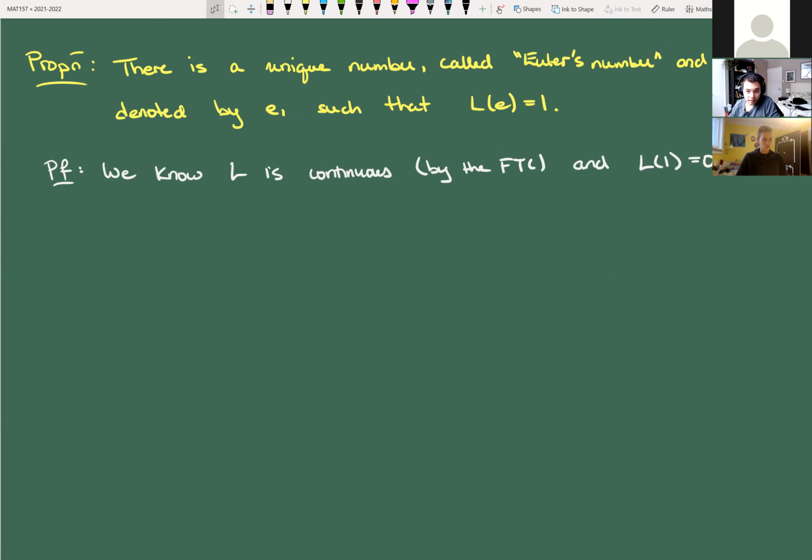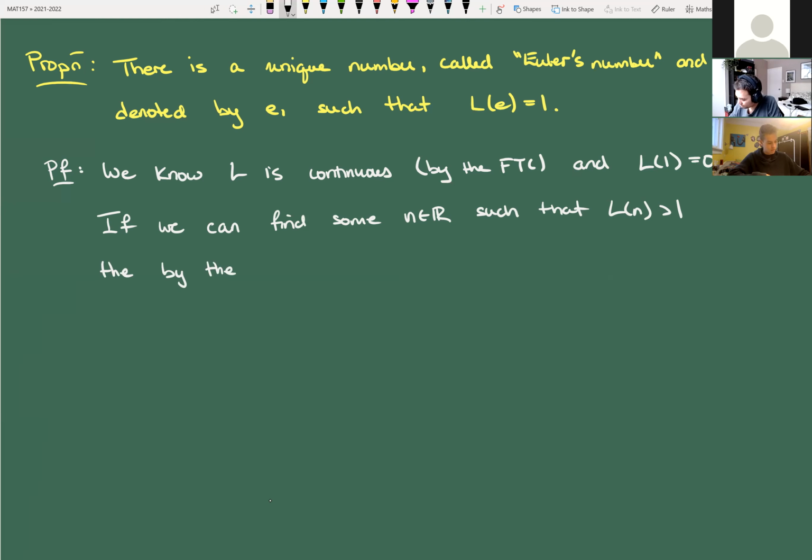So exactly, let's intermediate value theorem this. We know that L of 1 is 0. All we need to do is find another value such that L of that number is bigger than 1, right? So if we can find some n in R such that L of n is greater than 1, then by the intermediate value theorem, there will be something that makes it equal to 1, right? E will exist.